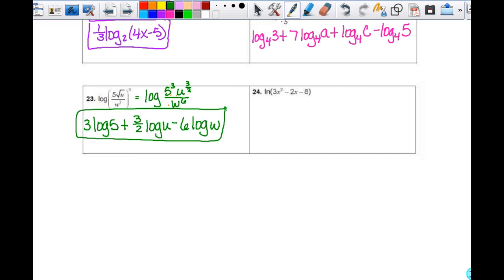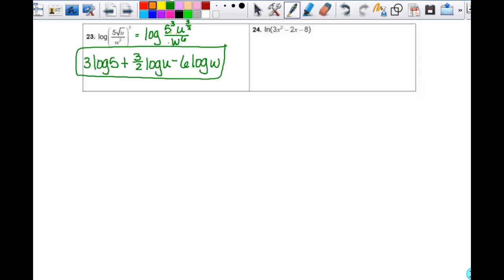Now on 24, when I go to expand this one, this subtraction here doesn't do anything. There's no rules for that. It's the log of things being multiplied that gets to turn into addition and subtraction, or multiplied and divided. So in order to be able to expand it, I have to have things in here that are multiplied or divided. So I need to factor this.